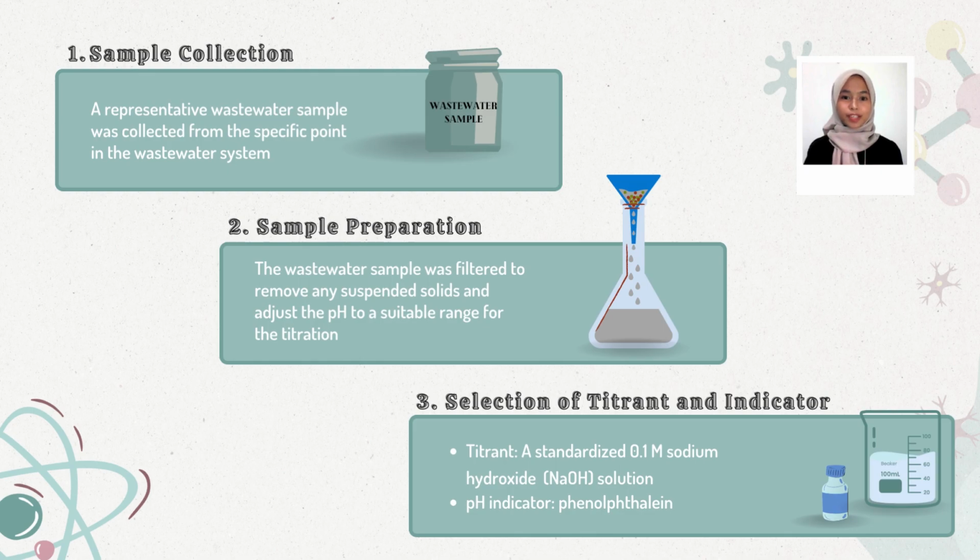The first one is sample collection. A representative wastewater sample was collected from a specific point in the wastewater system. To obtain the sample, proper sampling techniques were followed. The second one is sample preparation. The wastewater sample was filtered to remove any suspended solids and the pH was adjusted to a suitable range for the titration. Next is the selection of titrant and indicator. A standardized 0.1 molar sodium hydroxide solution was chosen as the titrant, and phenolphthalein was selected as the pH indicator.